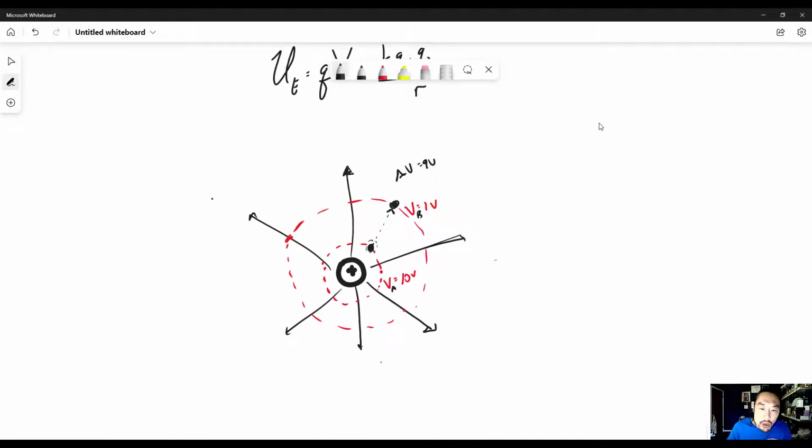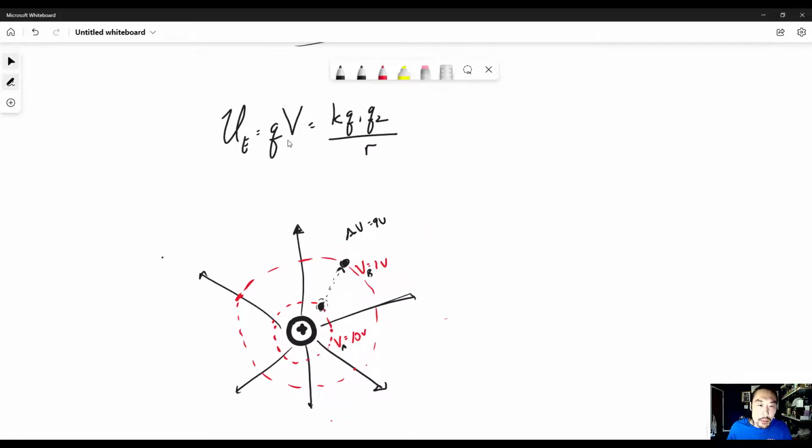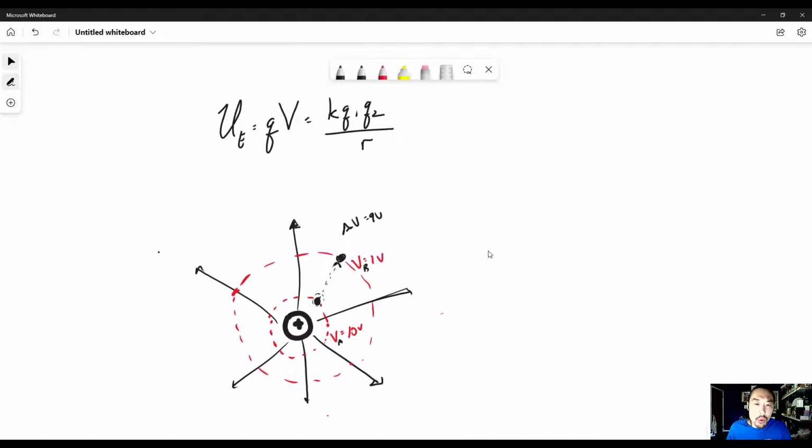If we have a charge within an E field and we move it from one point to another, we are either giving it potential energy or taking away that potential energy. And that potential energy is stored within the field itself. If we take a look at the formula here, we see that it's kQ1Q2 over r.